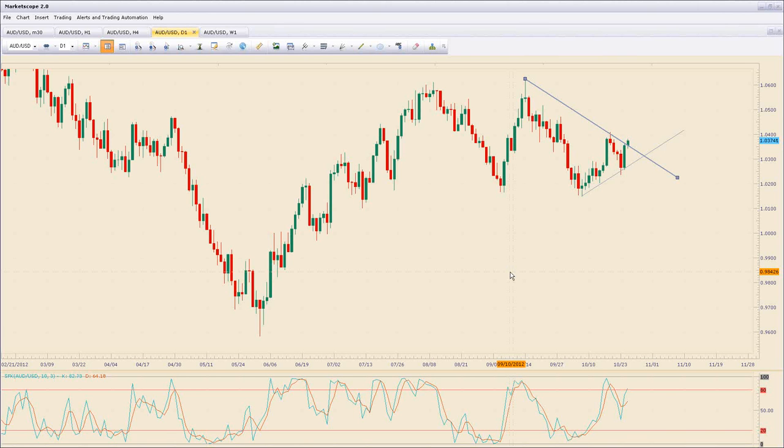So overall trend up. Current trend up. The primary downtrend has been broken, as you can see from here, on the current candle, but we still have to wait till it closes. Buyers are currently in control.